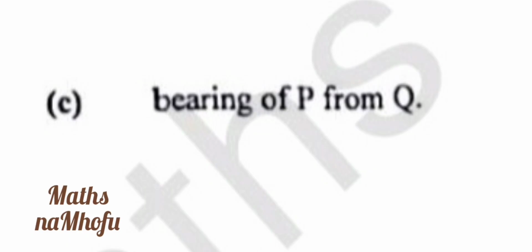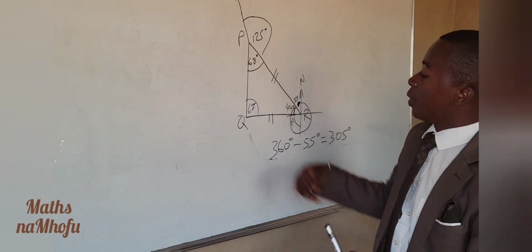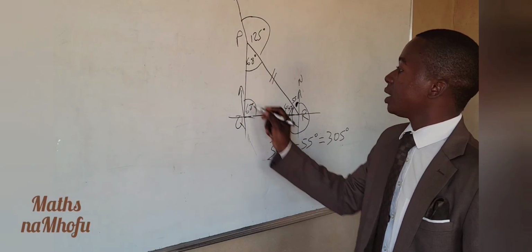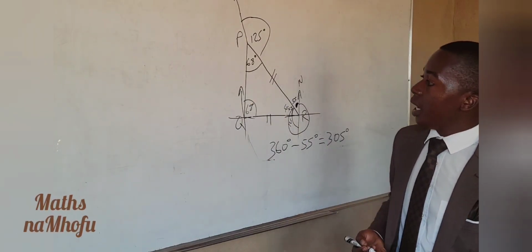Find the bearing of P from Q. So P from Q, remember, where they are saying from, that's where we place the cardinal point. And this is very simple.